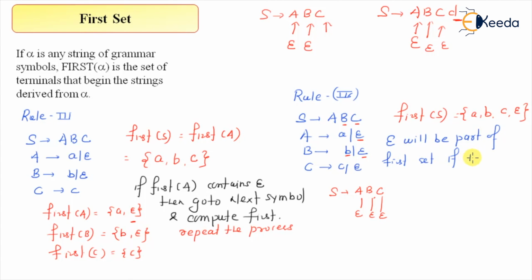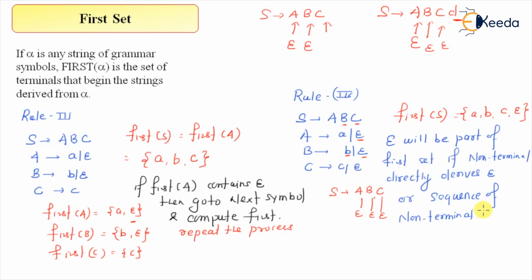Epsilon will be an element of the first set if a non-terminal directly derives epsilon, or a sequence of non-terminals reduces to epsilon. Okay, in that case.